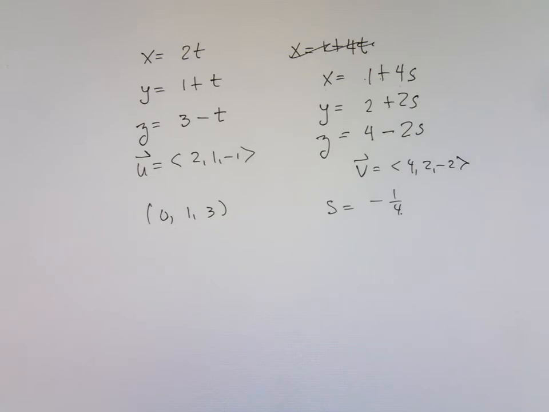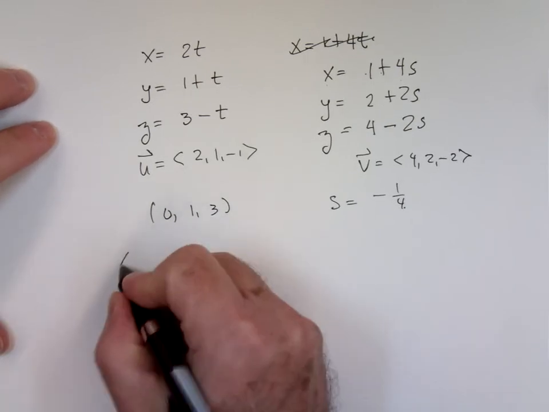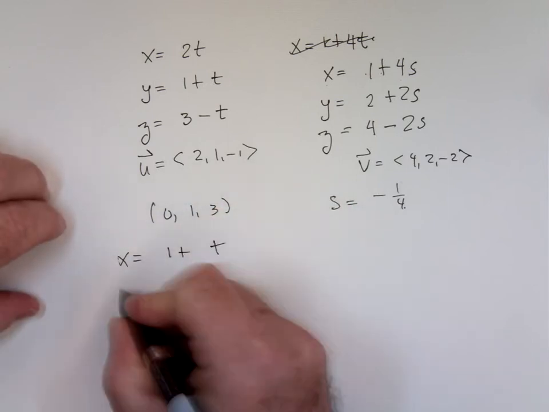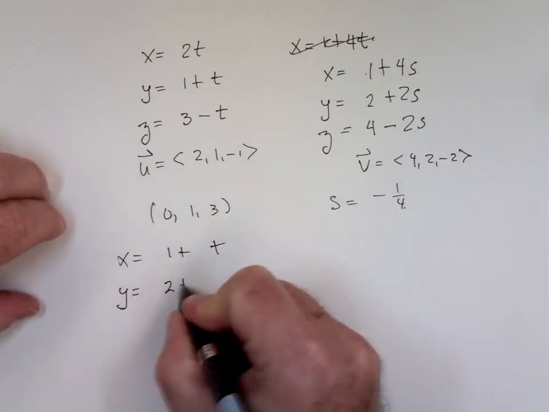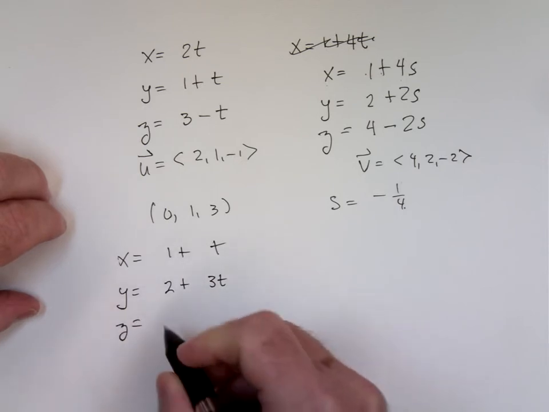I'm going to give you one more. Let's just settle this issue. How about this? x is 1 plus t, y is 2 plus 3t, and z is equal to 2t.